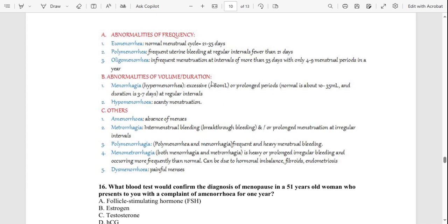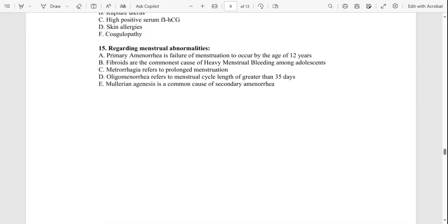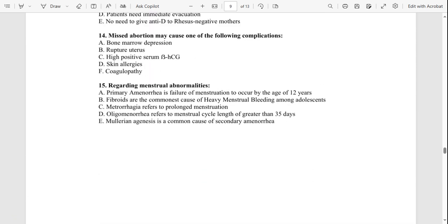So either greater than 80 mils or greater than 7 days. And then hypomenorrhea is scanty menstruation. So there's only a little blood someone is losing in the menstrual cycle. Amenorrhea is no menses. Metrorrhagia is bleeding between. And then you have got dysmenorrhea, which is painful. Okay. So that's why the best one we can pick here is D.